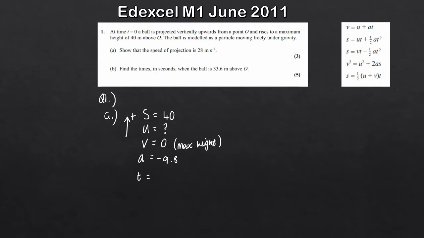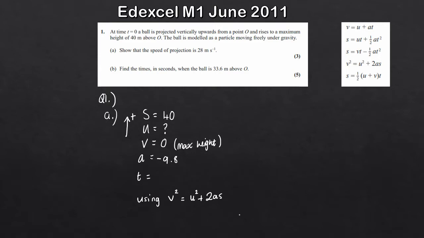If I look at the 4th equation, V squared is equal to U squared plus 2AS, we've got an S, a U, a V, and an A. Perfect. So we're going to use V squared is equal to U squared plus 2AS.